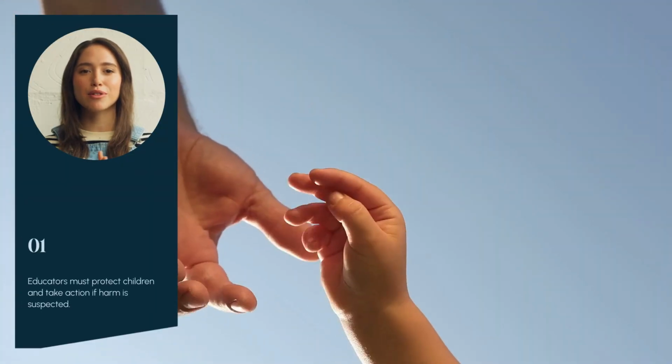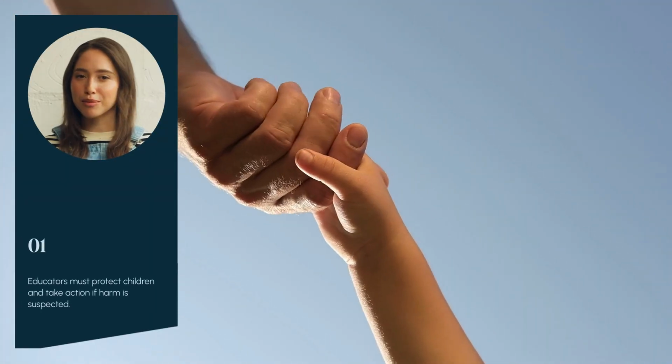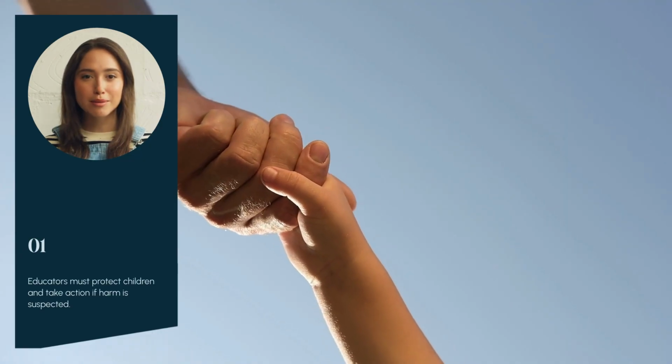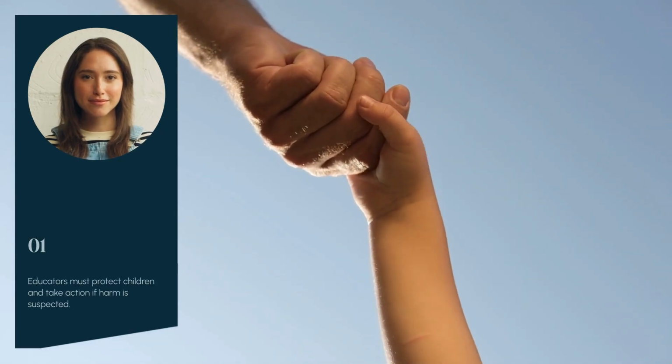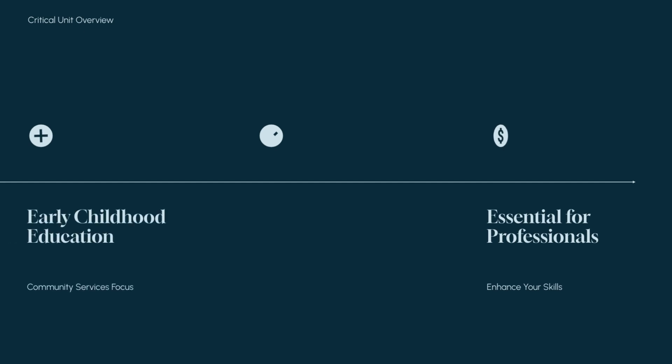As an educator or support worker, you have a duty of care to protect children and young people. This means you must take action if you suspect a child is at risk of harm. This unit is critical for anyone working in early childhood education, community services, health, or youth work settings.